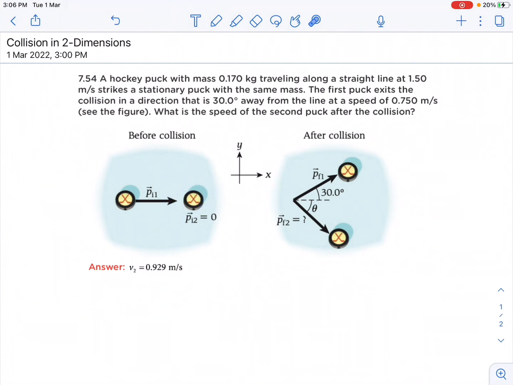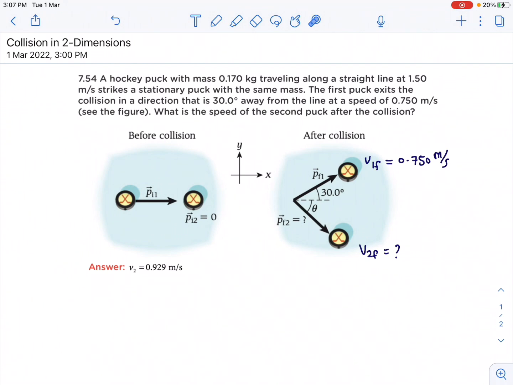Stationary means at rest. The first puck exits the collision in a direction that is 30 degrees away from the line at a speed of 0.750 meters per second. So after the collision, this puck here moves with a final velocity of puck 1, V1 final, equal to 0.750 meter per second at an angle of 30 degrees. And we need to solve for the speed of the second puck after the collision. So we need to solve for the V2 final.